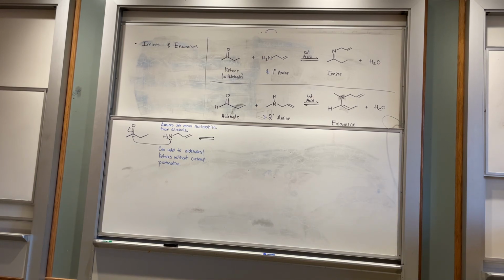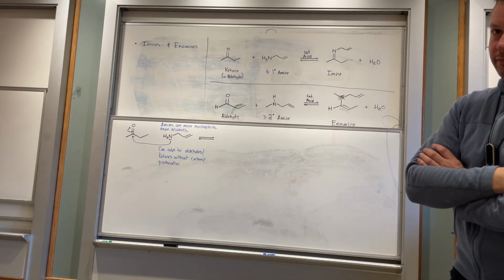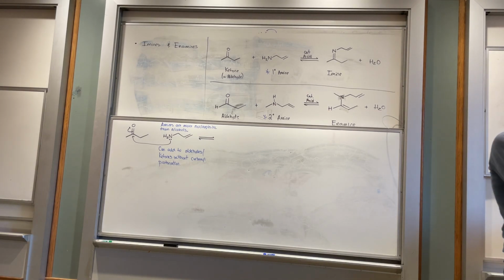Remember your principles of drawing mechanisms. Arrows always have to start at a pair of electrons and go to an atom that's accepting those electrons.